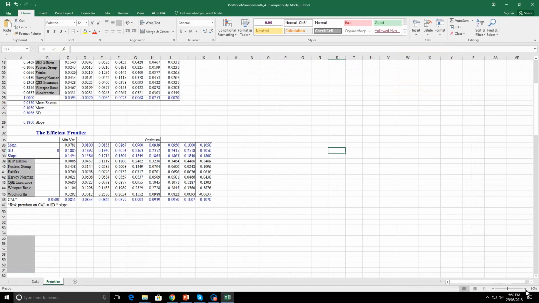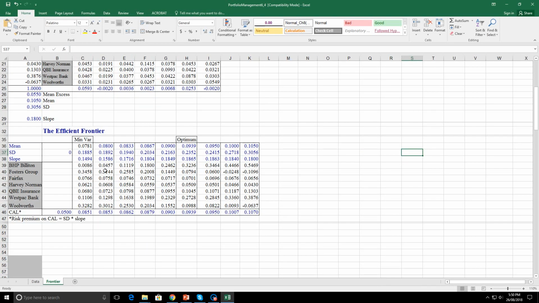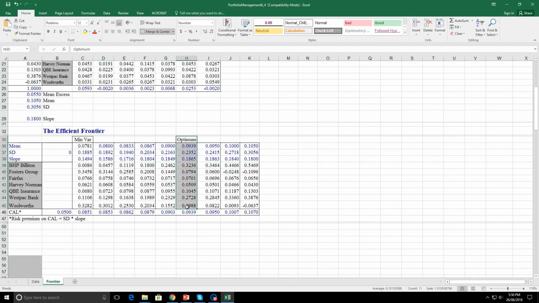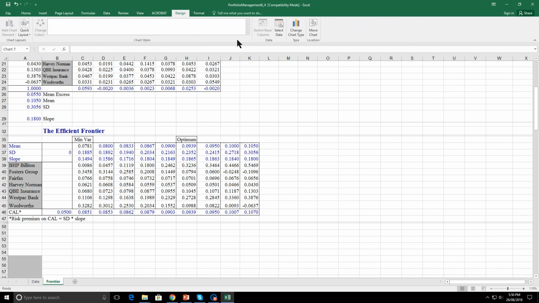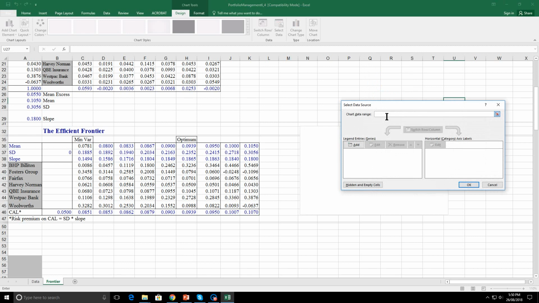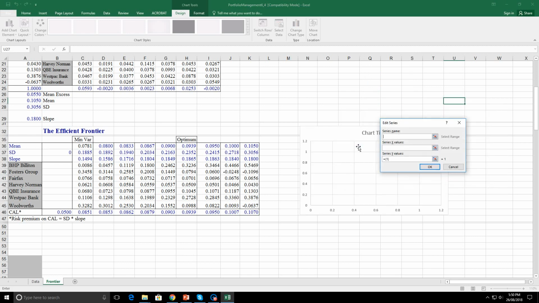So we go back to our Excel file, and you know that we have derived all these numbers in the last video. So we have the mean values, we have the standard deviation, and we have the slopes for our minimum variance portfolio and for our optimum risky portfolios. So to graph our efficient frontier, first of all, we insert a diagram box, and we need to select data. First of all, we provide a series name, let's say efficient frontier, and we need to select our X values and Y values.